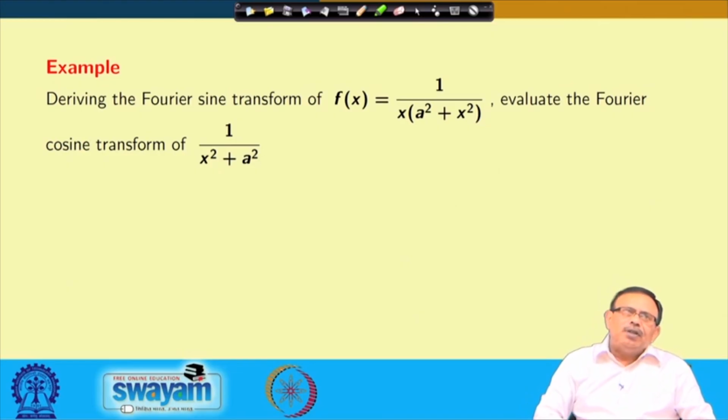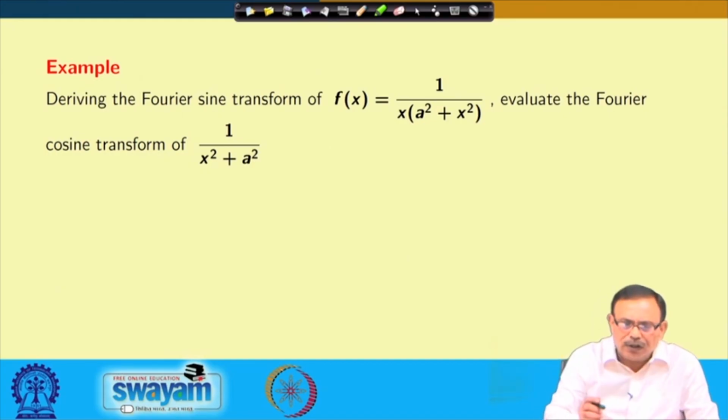We want to derive the Fourier sine transform of f(x), where f(x) is equal to 1 by x into (a square plus x square), and then we want to evaluate the Fourier cosine transform of the function 1 by x square plus a square. So, first I want to find out the Fourier sine transform of the function 1 by x into (a square plus x square). Then using that result, I want to evaluate the Fourier cosine transform of that particular function.